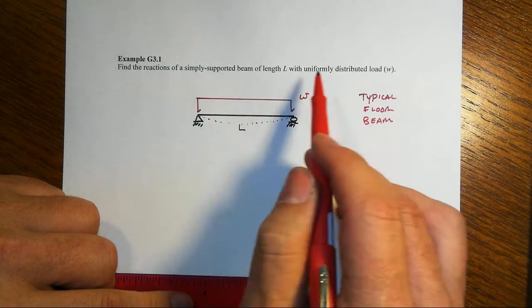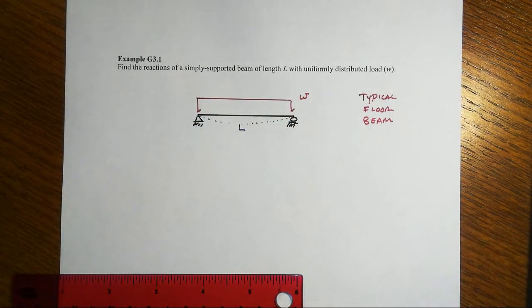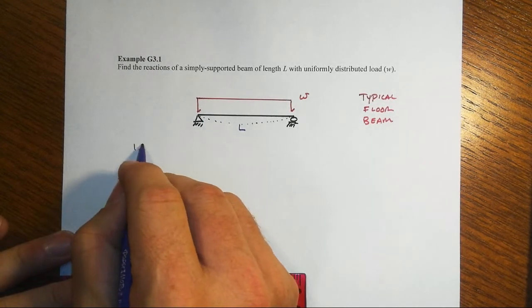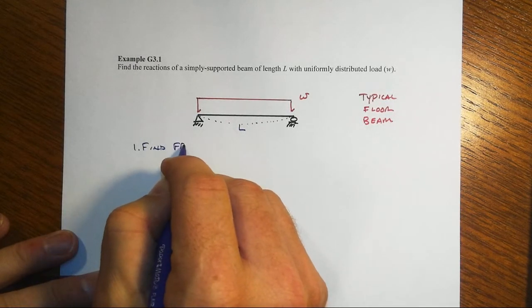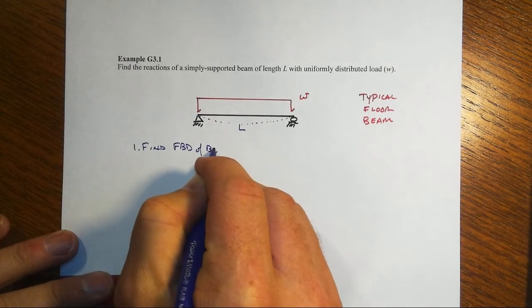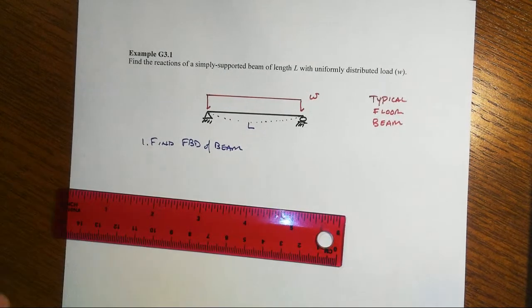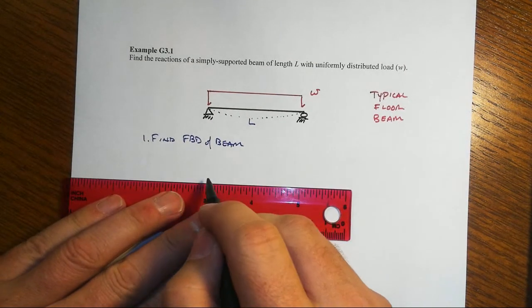Right? We're asked to find the reactions of a simply supported beam of length L. Now there's a bunch of things we have to sort of begin to figure out along the way here, but let's first draw the free body diagram of the beam. And then we'll execute some equilibrium equations and we'll find what's being requested.